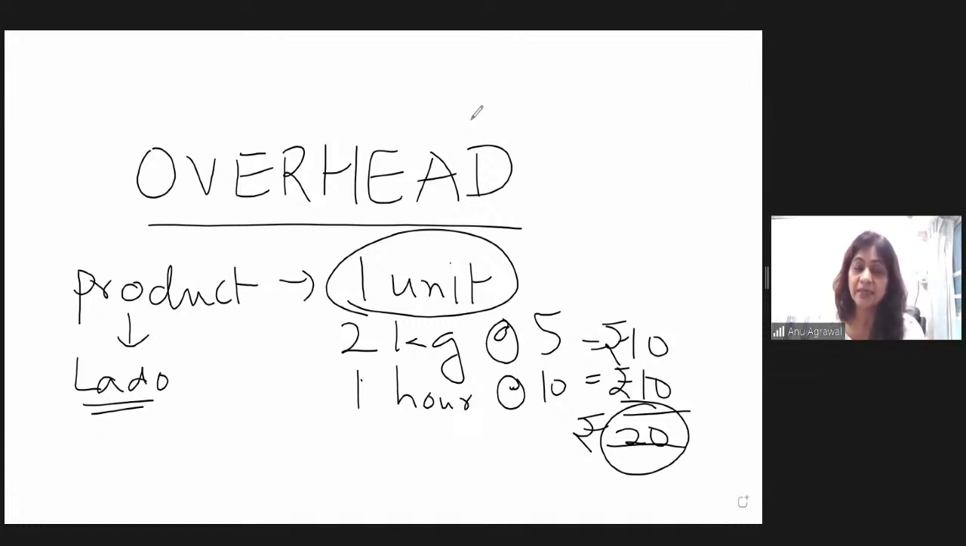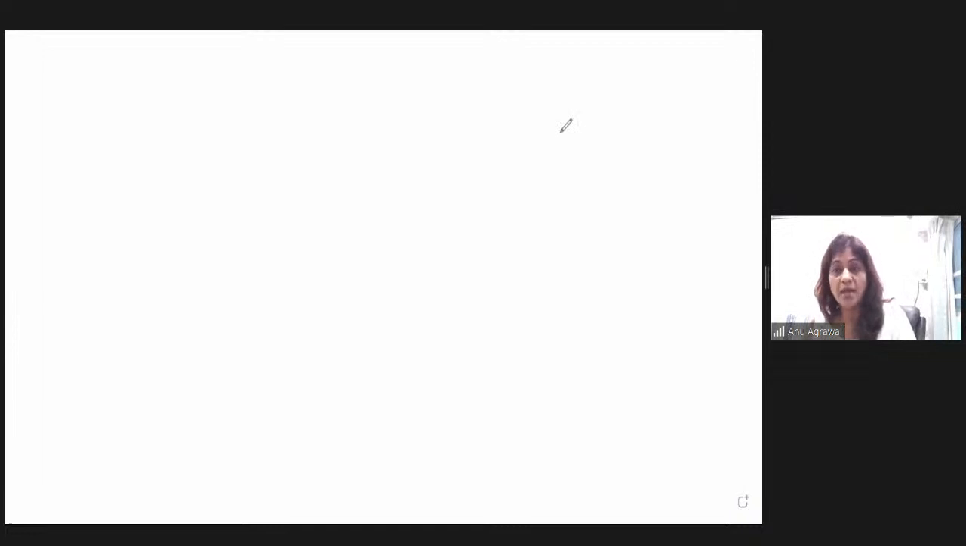And these indirect expenses, in terms of costing language, are called overheads. And what is our work? Our work is to actually absorb these overheads over one production unit so that we are able to get the correct cost of a product. I hope I'm good, right? So, anybody has any problem till here?